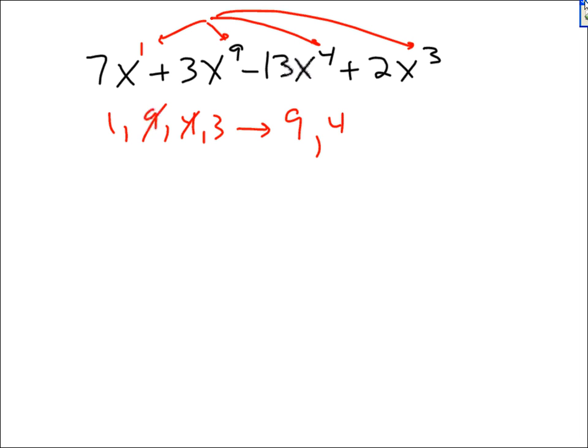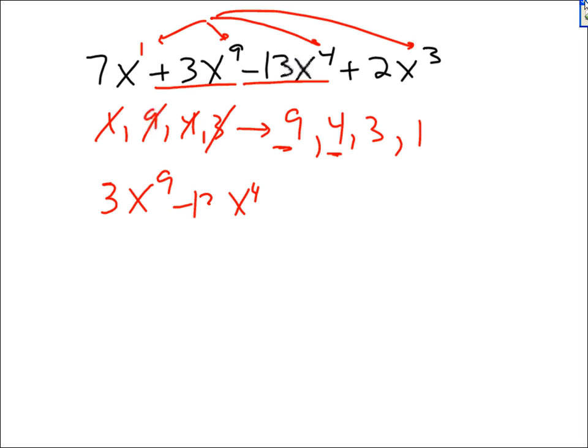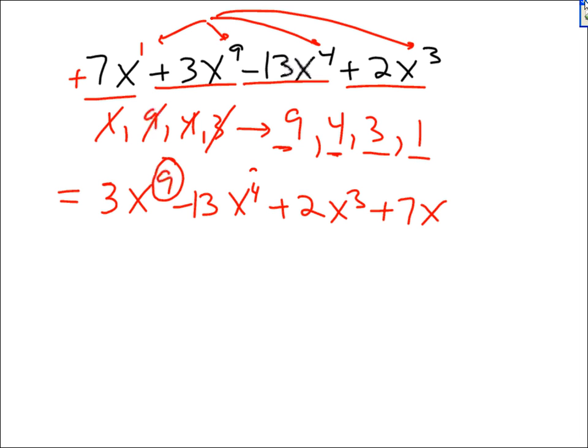The next largest number is 4. The next largest number is 3. And the smallest one is 1. So I write 3x to the 9th first. Then I write the x to the 4th next: minus 13x to the 4th. Then I write plus 2x cubed next. And then the 1, understood to be plus, I write plus 7x next. And there it is, in descending order. The exponents go 9, 4, 3, and then the understood 1. They went down. They decreased.